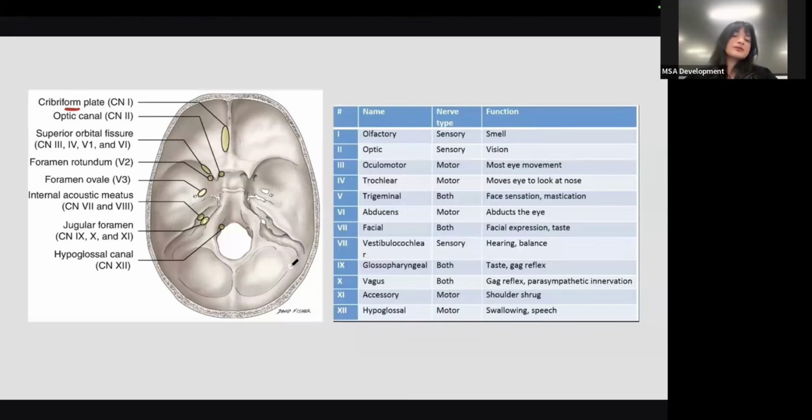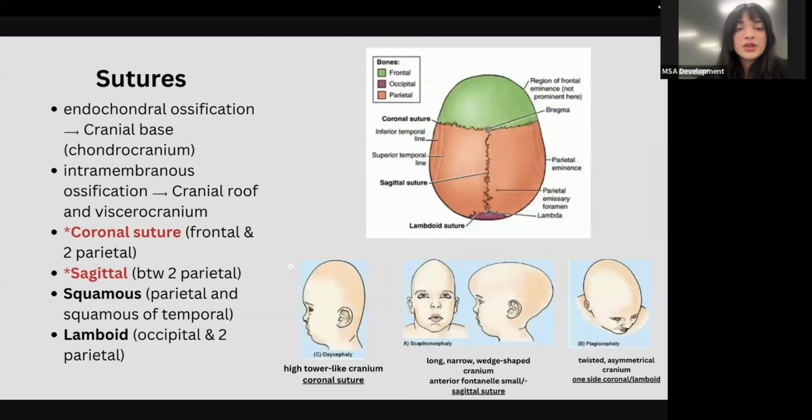In case they ask silly questions where they don't give you the name or the location, they just say, oh, someone had a fracture and they lost their sense of smell. Where was the fracture? You need to know all the functions of these nerves. Hopefully you know them by now. So just a revision. Now we move on to the sutures.